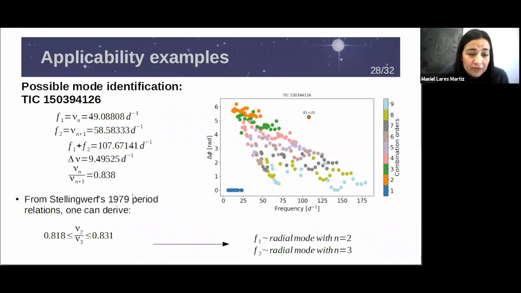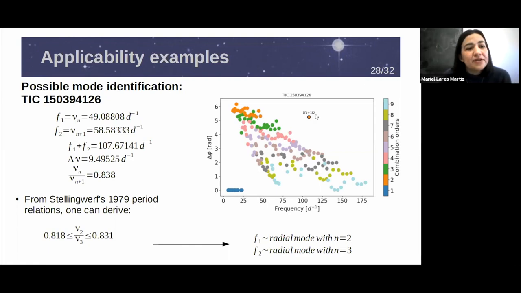So from Stellingwerf's period relations, we can derive this relation, and with the observed combination frequencies and parents, we could also reveal that it possibly identified the F1 frequency with the radial mode of order 2, and the second frequency with the radial mode of order 3.